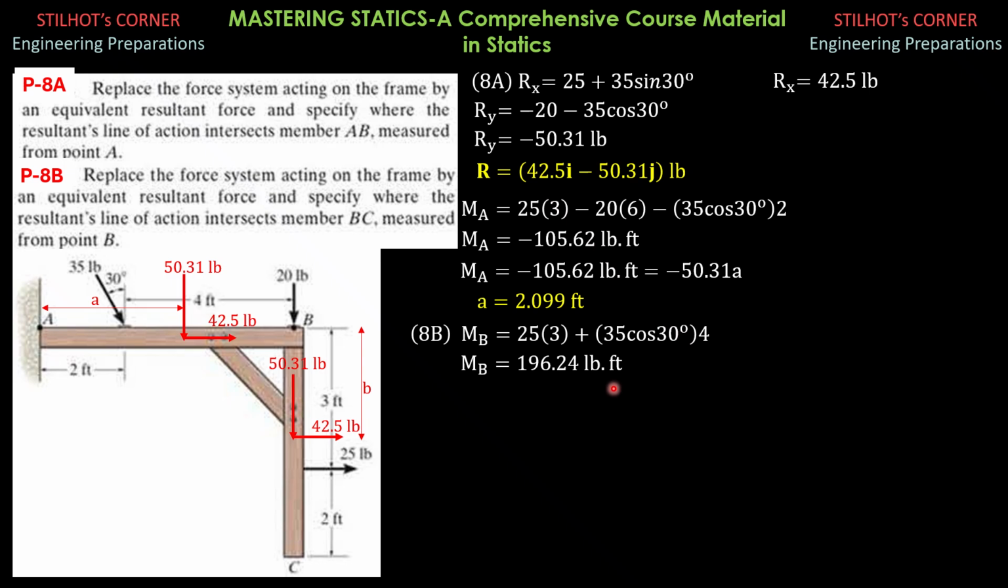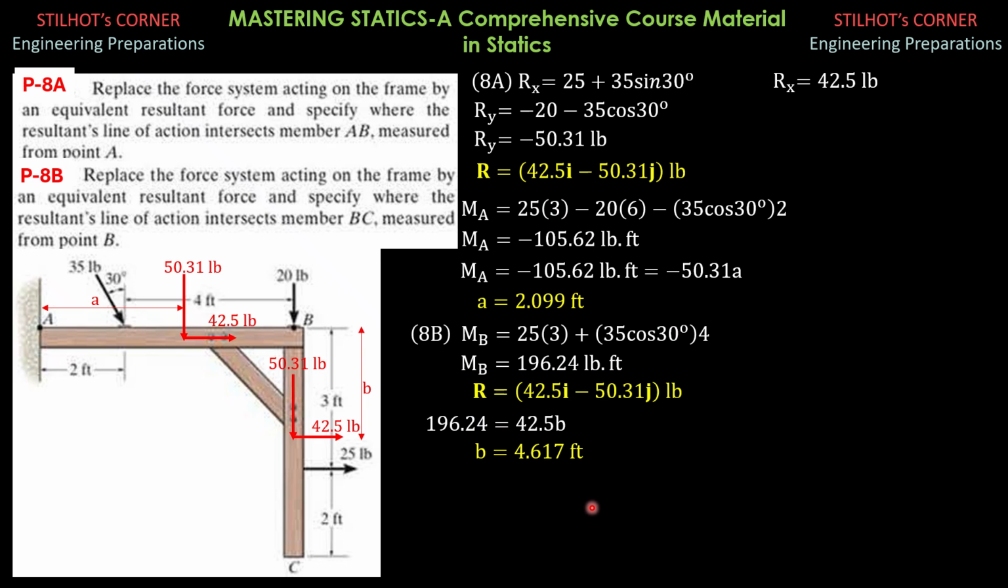Then we equate this to the moment to solve for the distance B. So R is the same, but the moment changes. So we have positive 196.24. That's the moment about B. And it is equated to the moment about B due to these components, 42.5 times B. So B is equal to 4.617 feet.